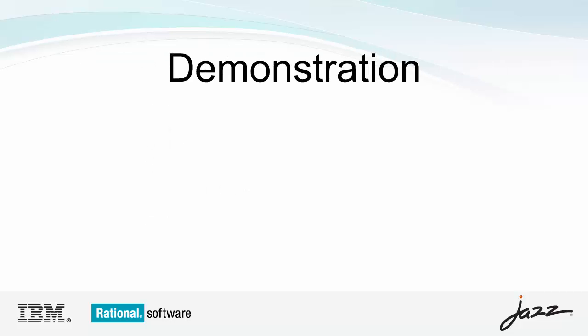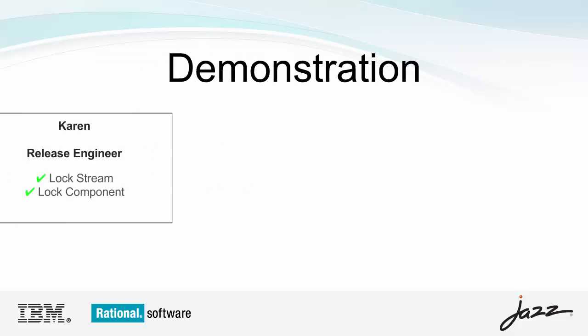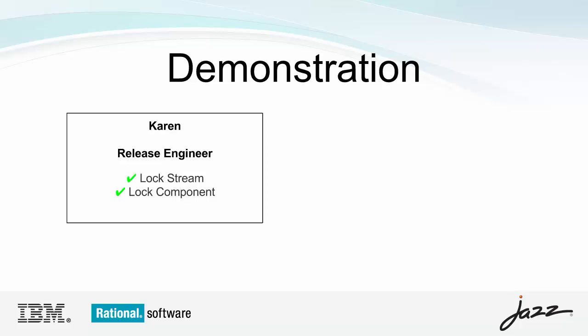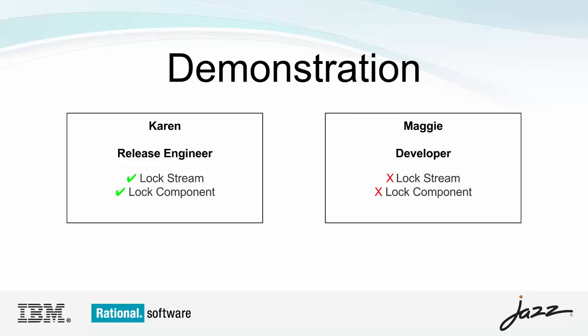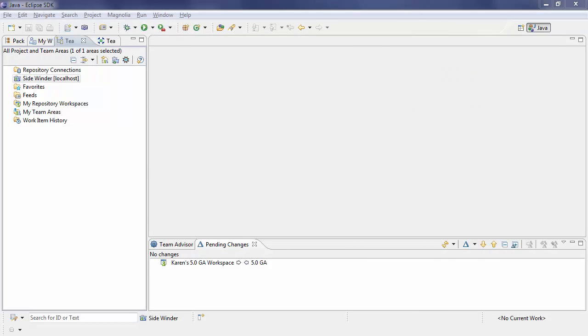For our demonstration, we have two users, Karen, a release engineer who should be able to lock components and streams, and Maggie, a developer who should not. Let's begin. Karen, our release engineer, is logged in through this Eclipse client.